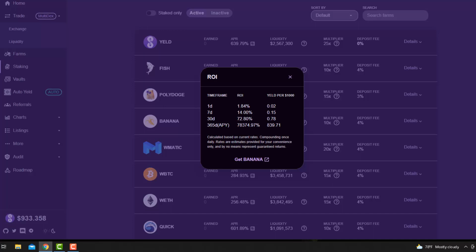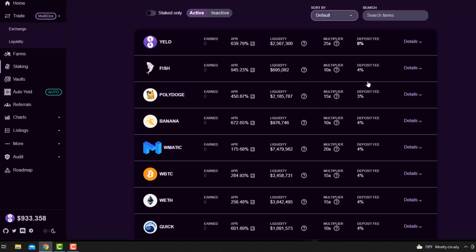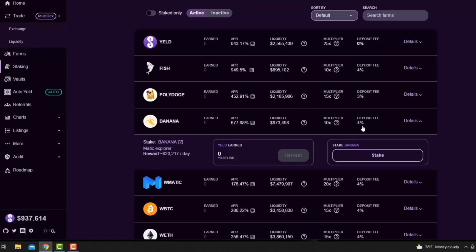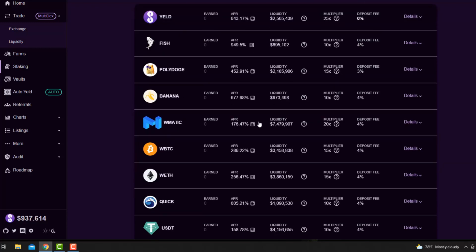that's like 1.84%. So keep in mind too that some of these have deposit fees. So this one's 4%. That means with Banana, it's going to take you about 2 days. So then on your third day, you're basically going to be making money, okay? Because of this 4% deposit fee. So you just have to be wary of this.